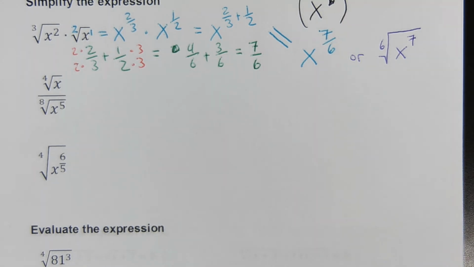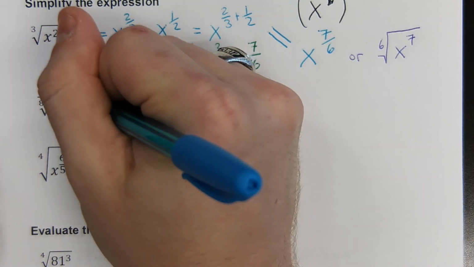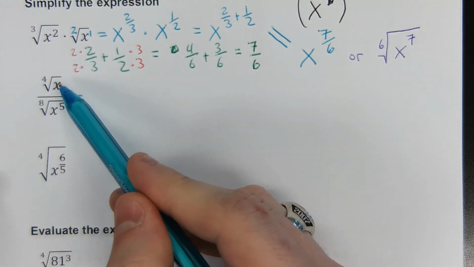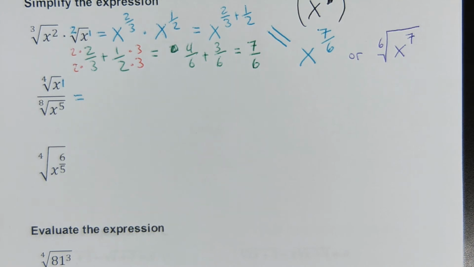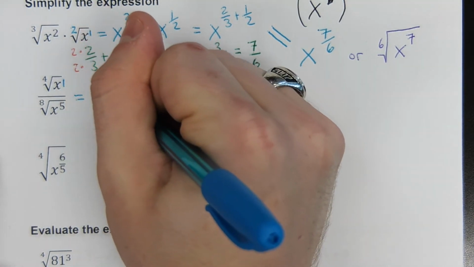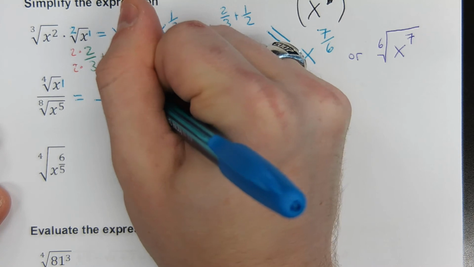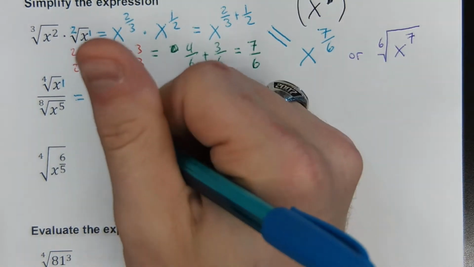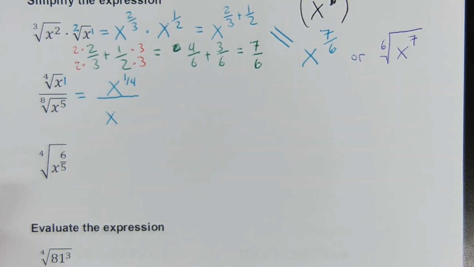Alrighty, let's tackle this one. Again, convert the radicals to fraction exponents. This x does have an exponent. It's a 1. So on the top of my fraction, what is the power of x? What's its exponent? Yeah, it's a 1/4. And the bottom, what's that exponent? 5/8.